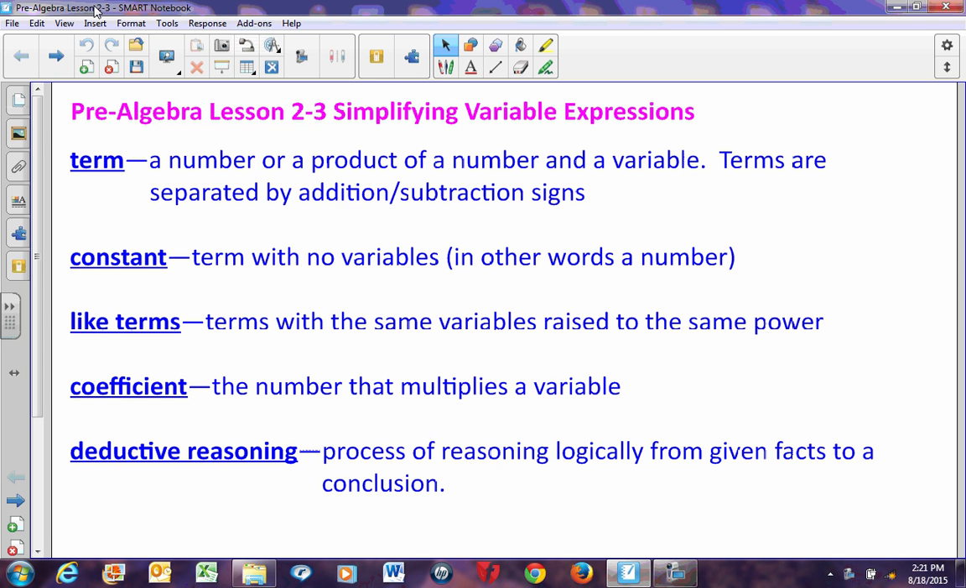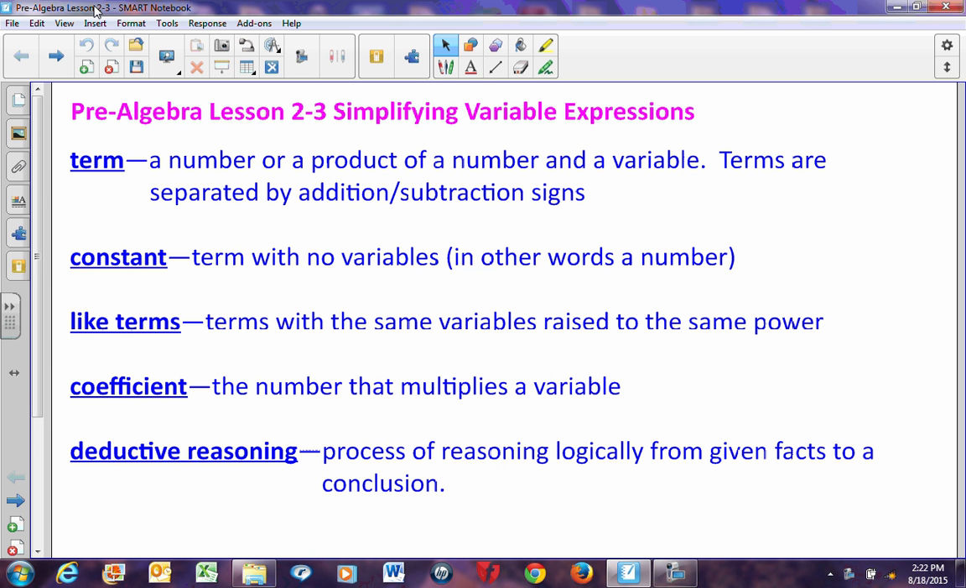This is pre-algebra lesson 2-3, simplifying variable expressions. There's quite a bit of vocabulary that's important within this lesson, so be sure you're paying attention. A term is a number or a product of a number and a variable. Terms are separated by addition or subtraction signs.